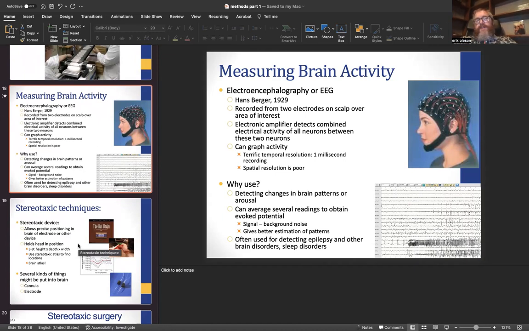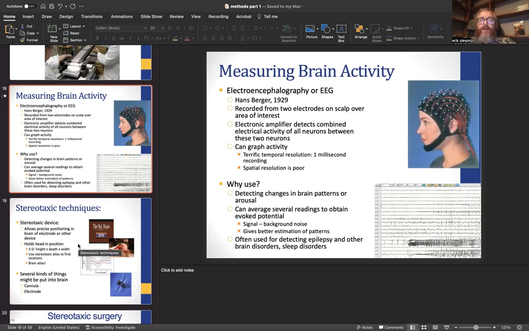This provides relatively poor spatial resolution, so it's not exactly clear where you're recording from, and it also isn't exactly clear what this represents. We know that these waves seem to be important, but there is considerable debate as to what they mean. Are they reflective of signal going into a specific brain region or leaving a specific brain region? These I think are very important questions that we still need to answer.